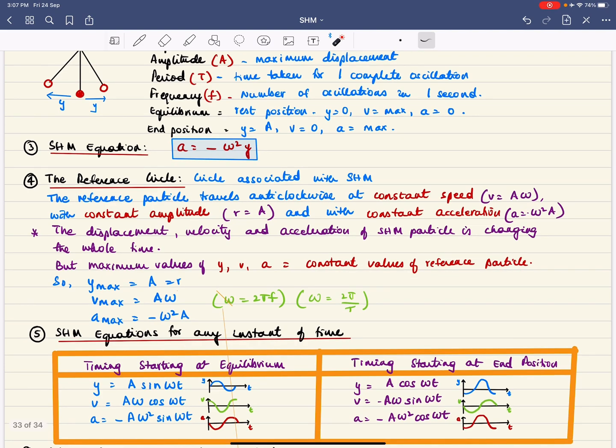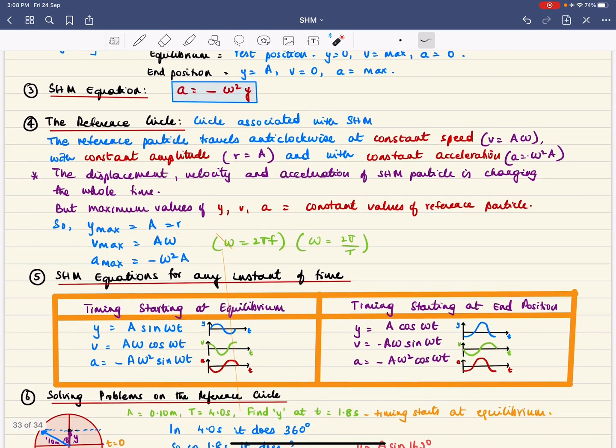So maximum displacement is your amplitude, which is the radius of your reference circle. Maximum velocity is the constant velocity of the reference particle, and this happens when it's going through equilibrium. And maximum acceleration is the same as the acceleration of the reference particle, and that happens at the end positions.